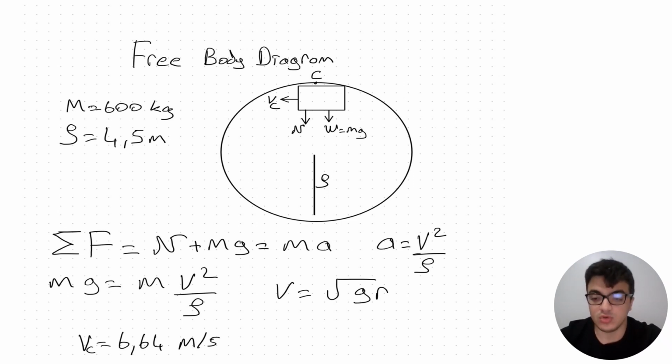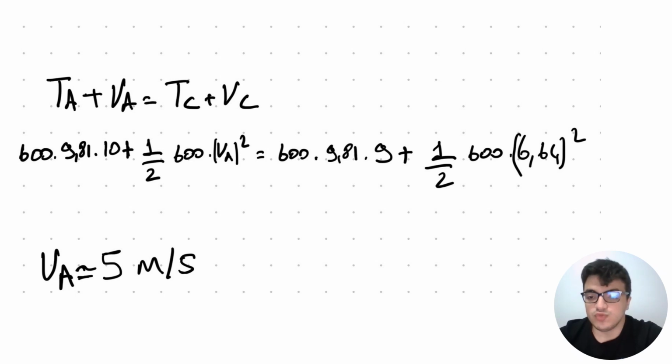At the top of the loop, the normal force is 0. From this, we calculate the minimum speed. It is 6.64 meters per second. The train moves up the ramp at a constant speed.